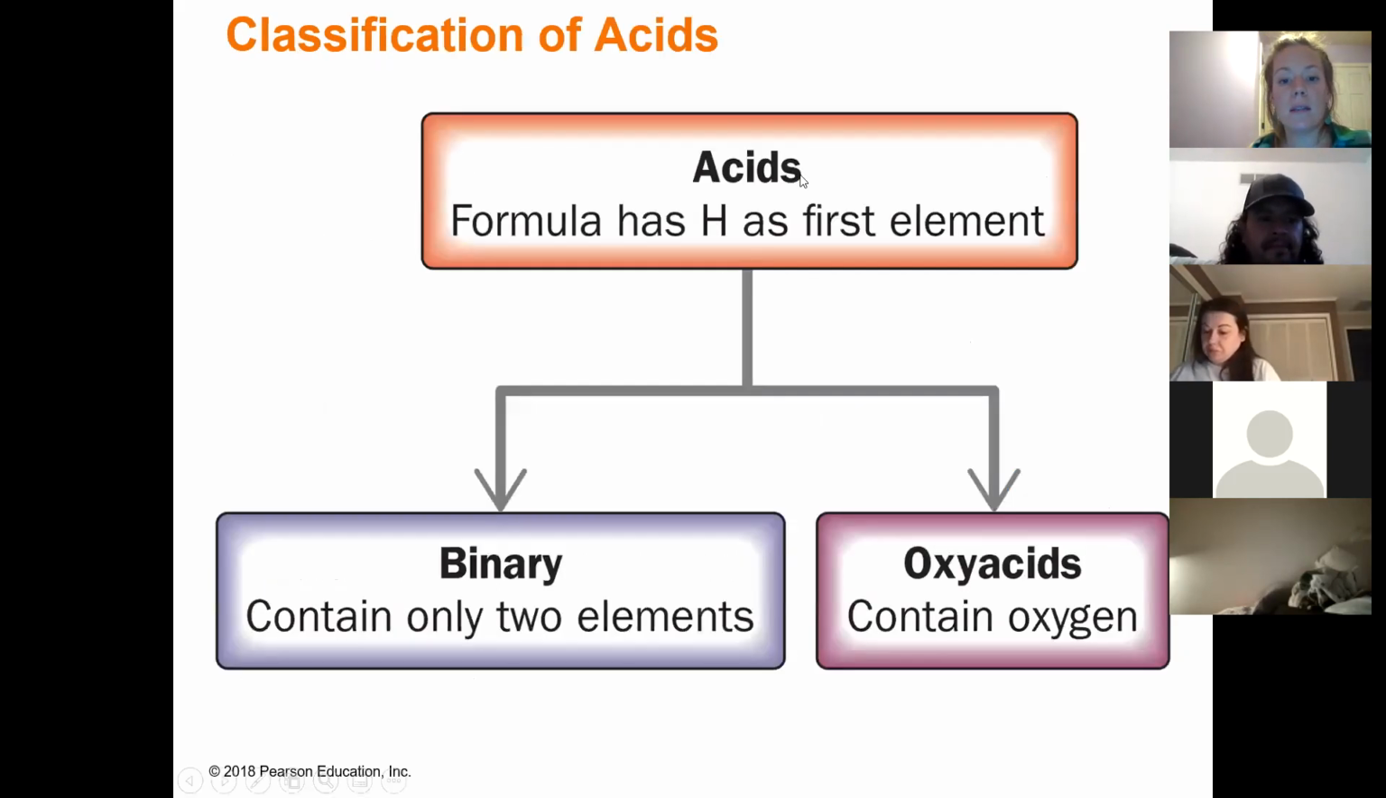So the way that we name these, first decide, is it binary or is it an oxyacid? So a binary acid, an example would be HBr or HCl. You could even have something like H2S. Anytime you just have two different things. An oxyacid would be HNO3, okay? H2SO4. Anytime that we've got these polyatomics in there, we call those oxyacids. And how we name those are different. So you want to be able to identify them. We'll start with the simpler of the two.